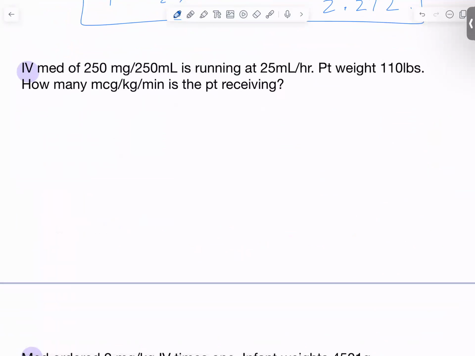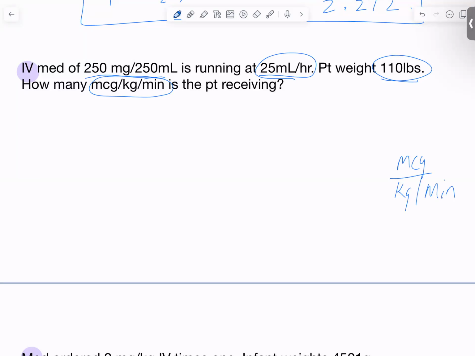Let's do some cardiac meds. I'll give you a minute to solve. All right, so yeah, these are monstrous kind of equations to solve for. So let's just start with the basics. An IV med of 250 is running. It's already running at 25 milliliters an hour. We got a patient weight, and they want us to solve a 3-factor micrograms per kilogram per minute. So remember, I put what I need in my numerator and denominator.